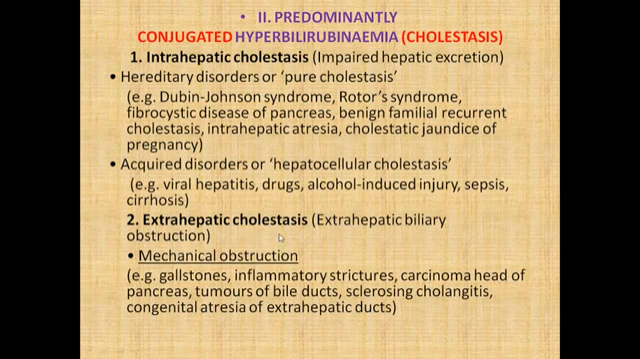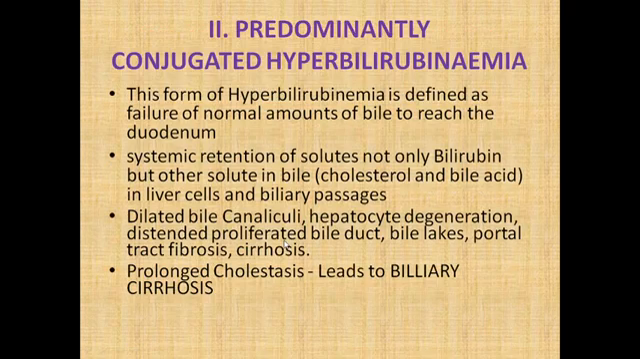And extrahepatic cholestasis means obstruction is there outside the liver in the form of gallstone, inflammatory stricture, carcinoma of the head of the pancreas which causes the stricture, tumors of the bile ducts, sclerosing cholangitis, congenital atresia of extrahepatic ducts. These are the causes of extrahepatic cholestasis.